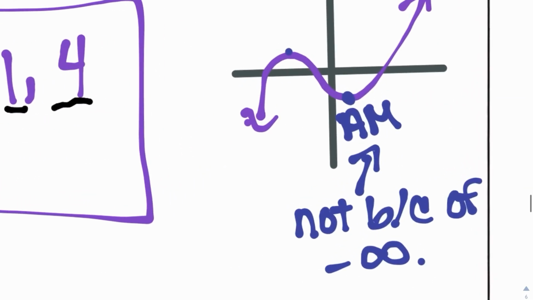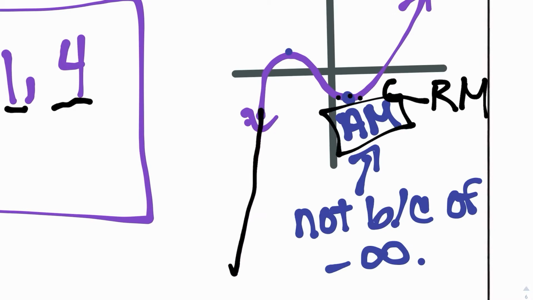And over here, just an example, this would be an example of a relative minimum because it's the lowest point on either side, but it's not an absolute minimum because this guy is going down to infinity. So there are points lower on this line than this point would be here, okay?